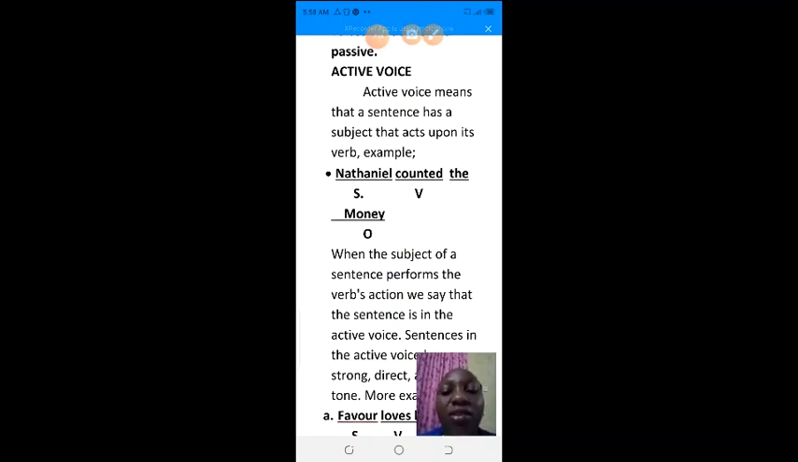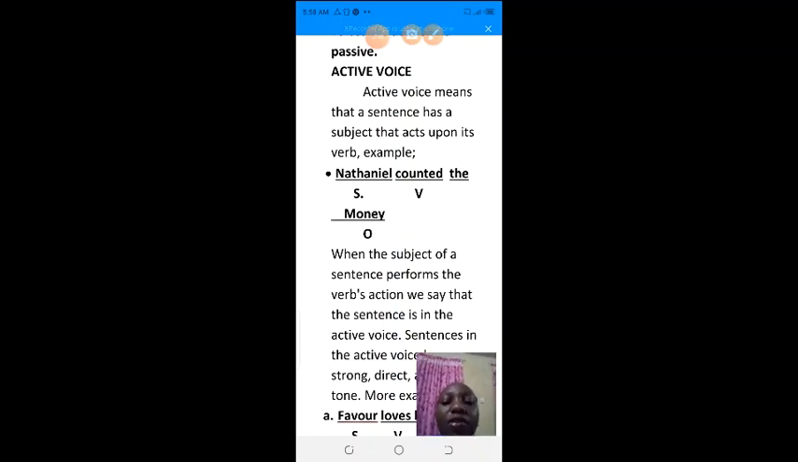So when the subject comes first in a sentence, we say that the verb of that sentence is in the active voice, like Nathaniel counted the money. The sentence is in the active voice.